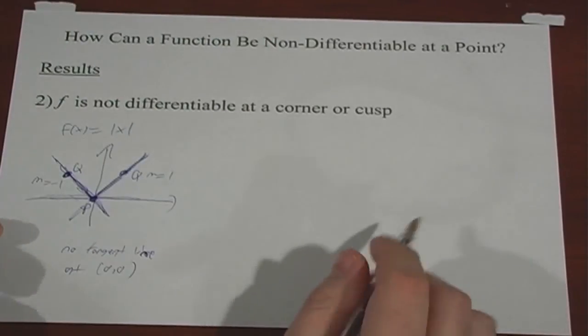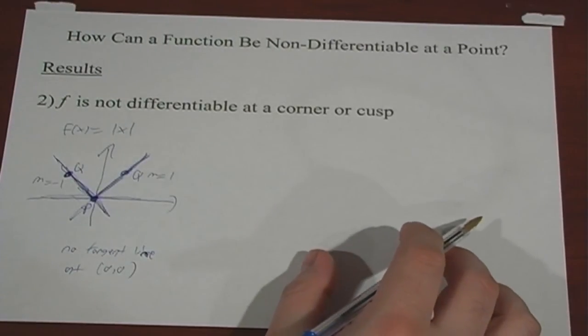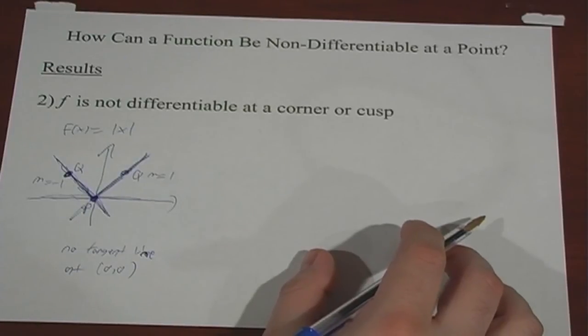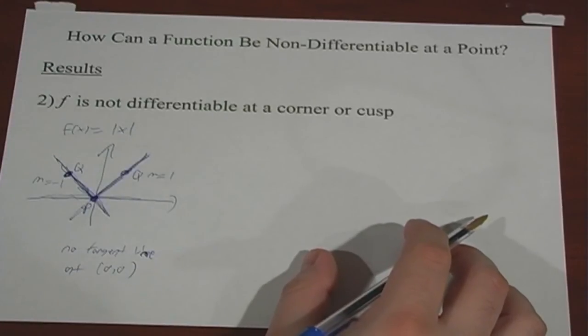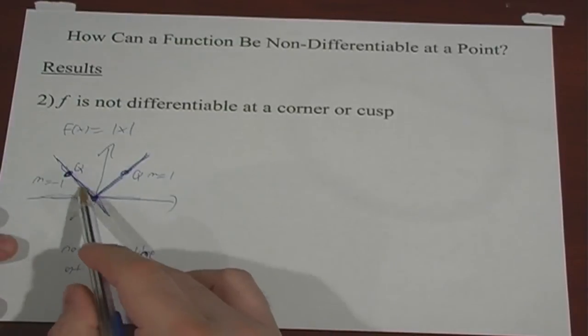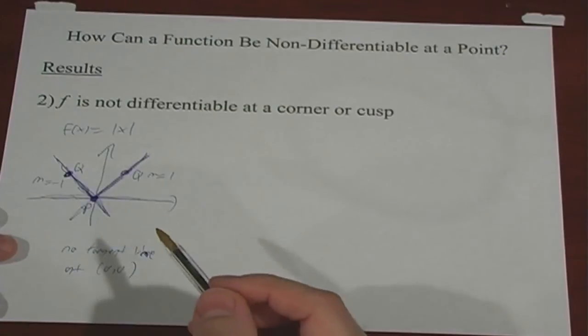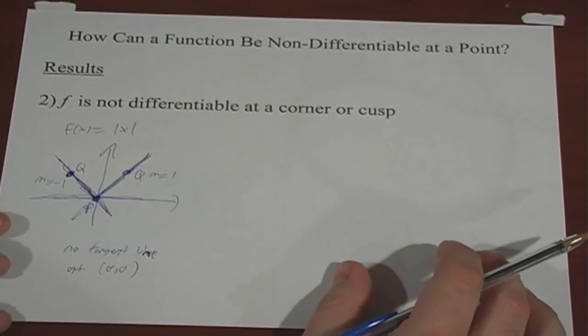And another way to think about it is, if you have a point on the graph, if it has a tangent line, then if you zoom in a lot at the point, then the graph will start looking like a straight line. But if you zoom in at this corner, no matter how much you zoom in, the corner will still be there. It won't start looking like a line.